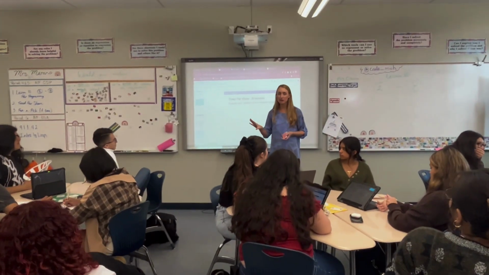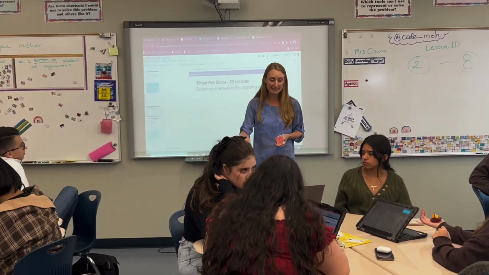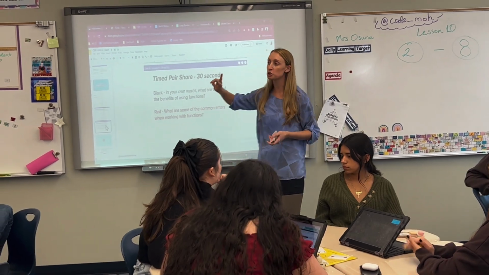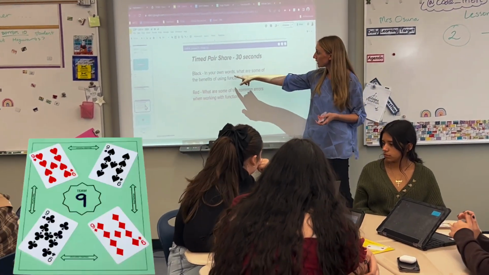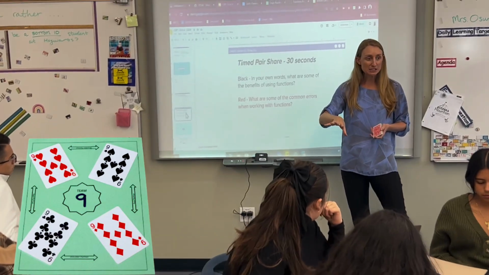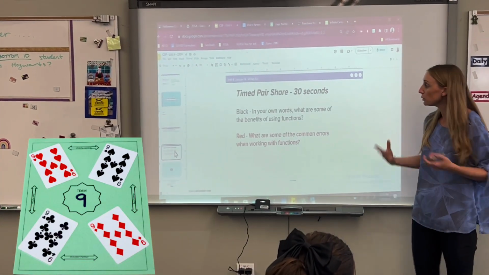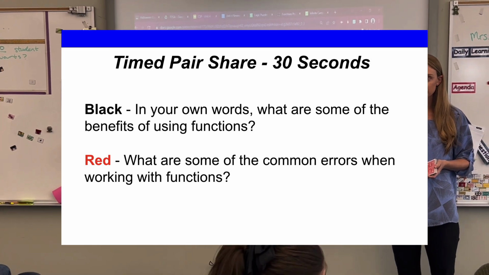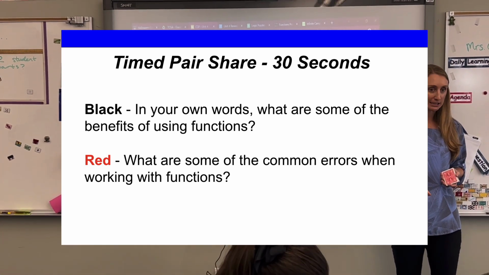So for the time to share, again, you guys are each going to have 30 seconds. For this one, though, the way we're going to do it is there's two different prompts. So black cards, I want you to answer when it's your turn: in your own words, what are some of the benefits of using functions? All right, black cards, that is your prompt.